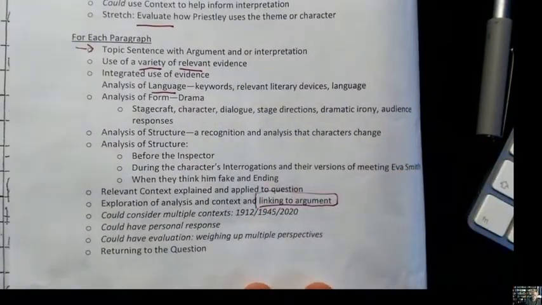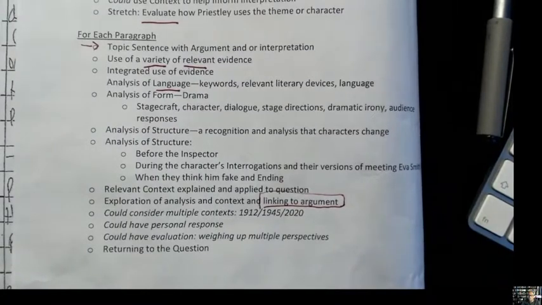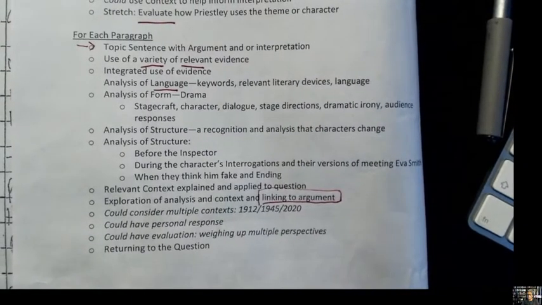We don't want a history essay. We don't want randomness embedded here. You could think about the multiple contexts of the imagined setting of 1912, the actual time the play was performed in 1945, and your current situation in 2020. What we'd be looking for in advanced answers is personal responses. What we could look for in a very advanced answer is the idea of evaluation, that you can see it in more than one way and weigh up which is the best way of looking at things.